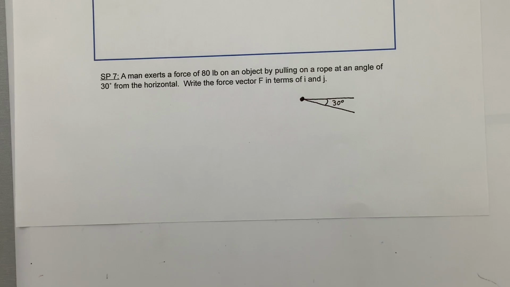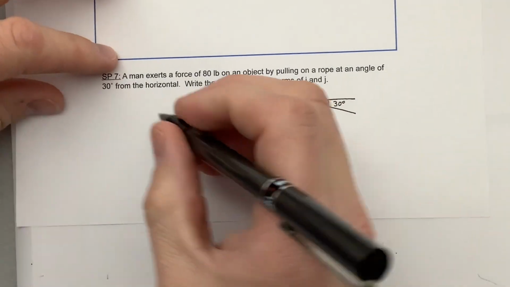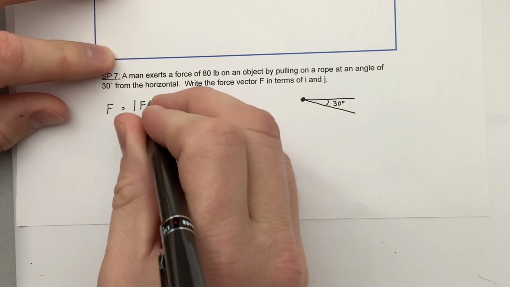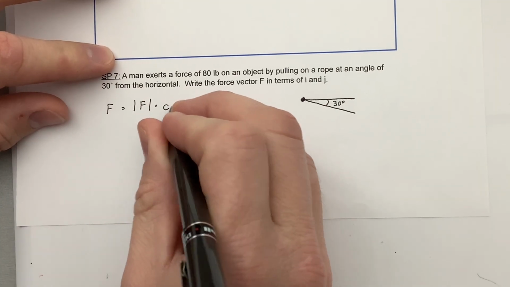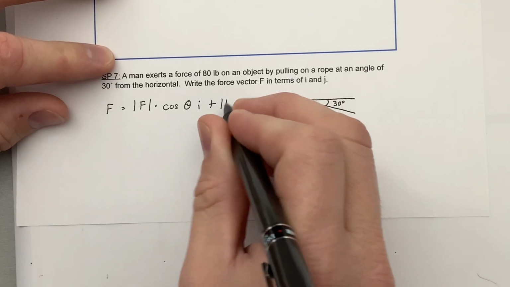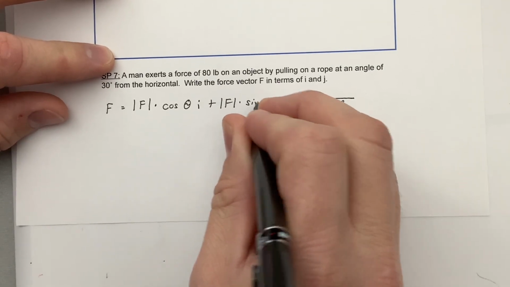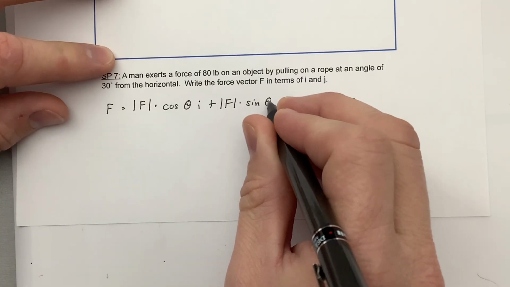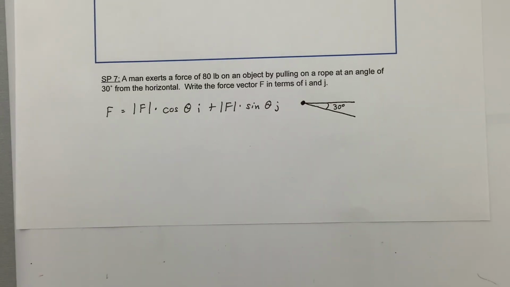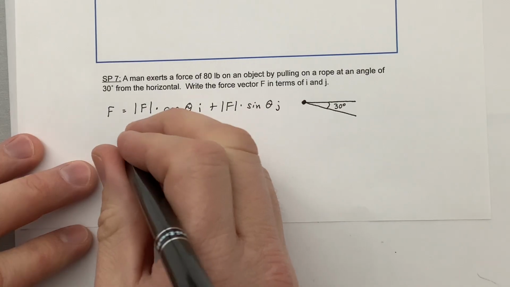And again, 30 degrees from the horizon, so that's the curveball of this thing. Going to the previous formula, F is going to be equal to the magnitude of our vector F times the cosine of theta i plus the magnitude of F times the sine of theta j. That's the formula that you copy down above. Nothing new there, I just replaced V with F. And now here we go.